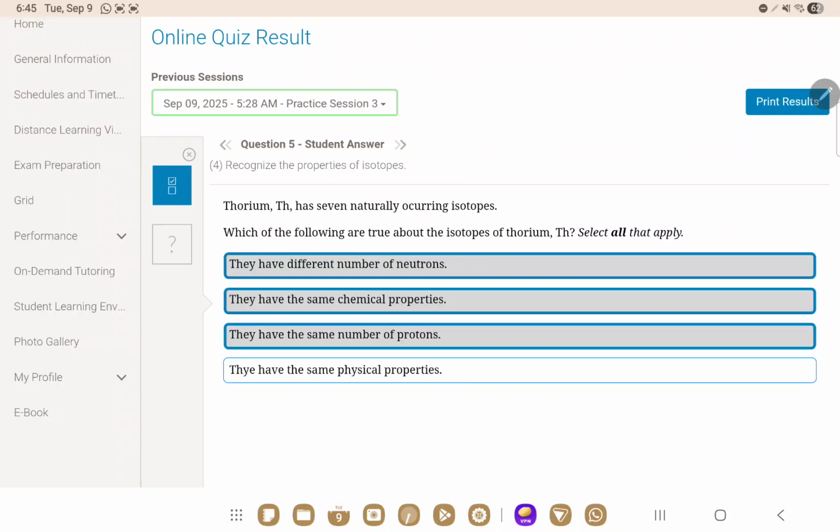Now, what's true about isotopes? They have a different number of neutrons. They have the same chemical properties. Why though? If they ask you why isotopes have the same chemical properties, it is because they have the same electronic configuration. So this is true.